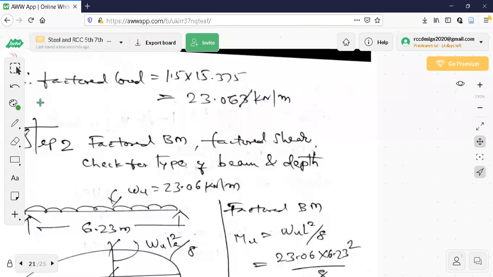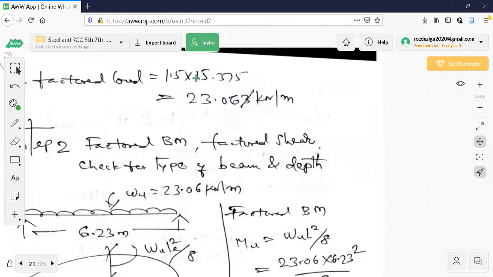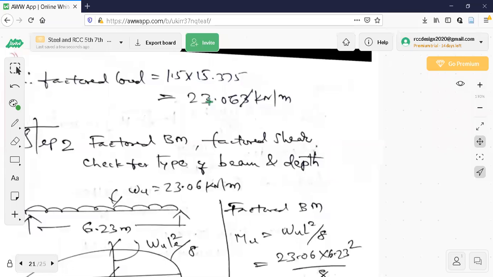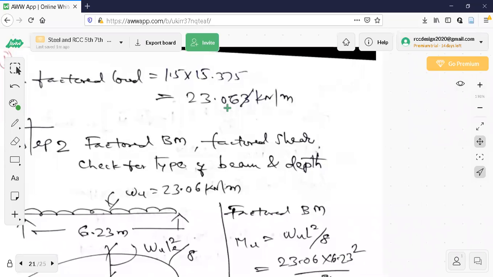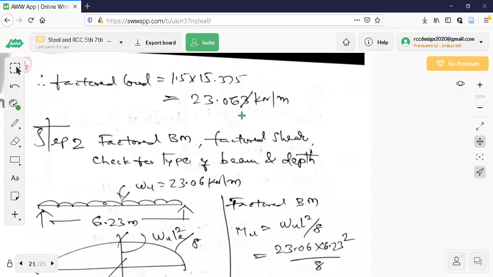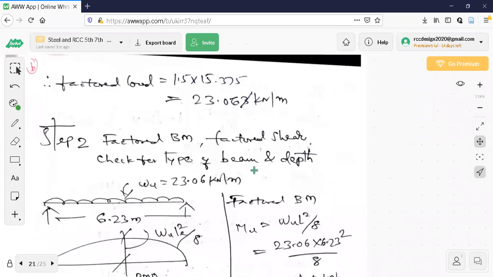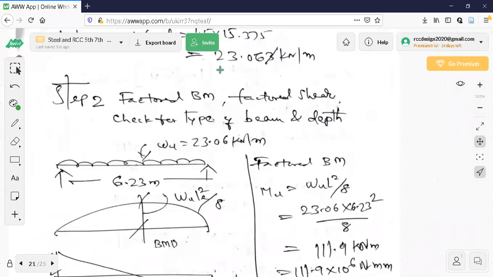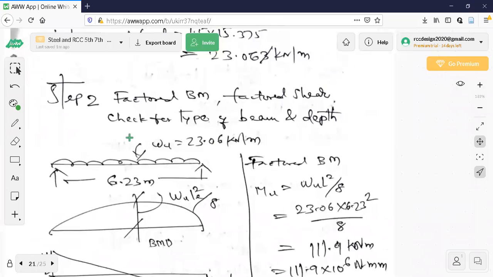This is called as a design load because a lot of uncertainties are there for the 70 years of lifespan. Let us say I don't have any guarantee that only this much load will come on the structure. There may be some variations. That is why, to account for that, I am multiplying by 1.5. So this 15.375 is unfactored load. It is called as unfactored. 23.06 is factored or design load. Now I have calculated the design load now. 23.06. Now step 2.